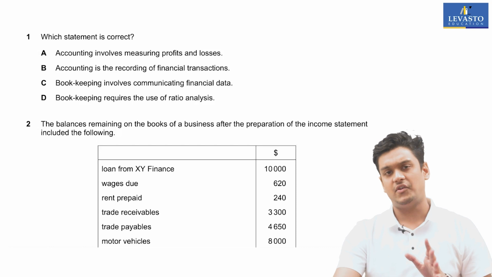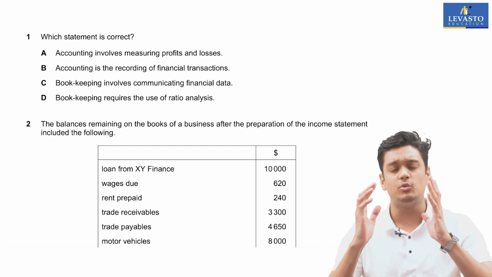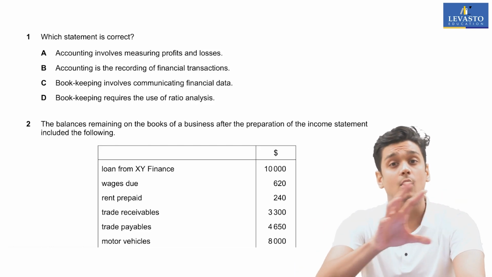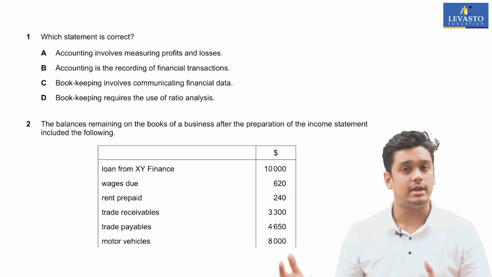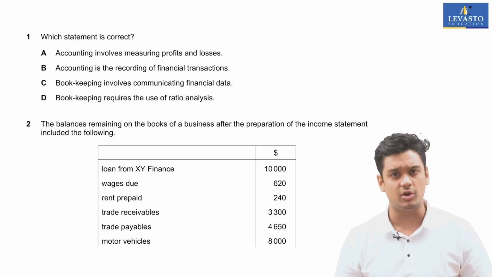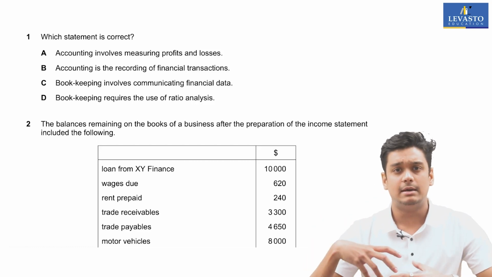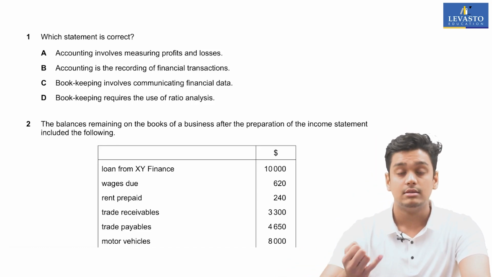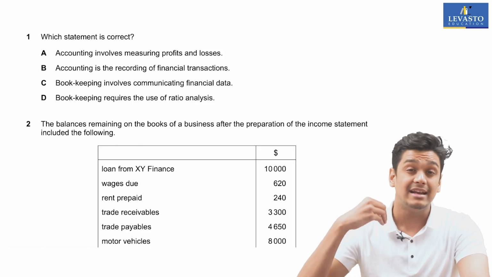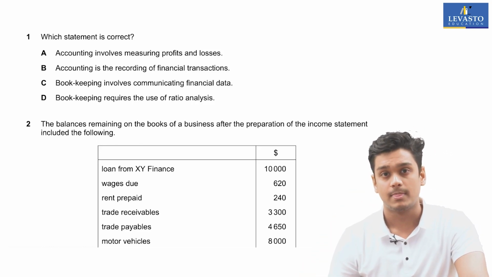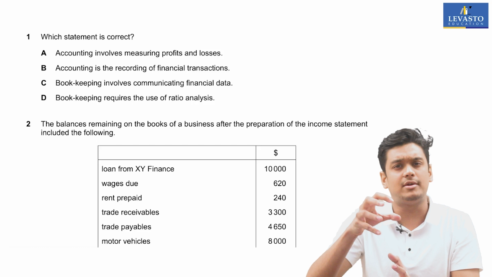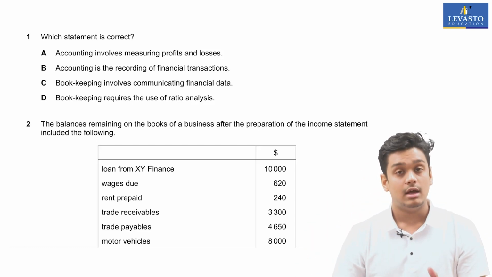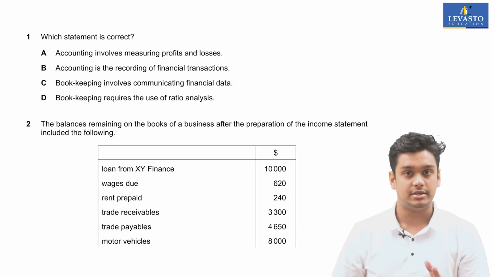Now students, first of all, accounting and bookkeeping is something that you would have learned on the first day of this syllabus. What is accounting? What is bookkeeping? Just to give you the exact definition: accounting is a fundamental procedure that involves recording, analyzing, interpreting, and communicating financial information. Whereas bookkeeping is just a small part of accounting, and that part involves recording financial transactions.